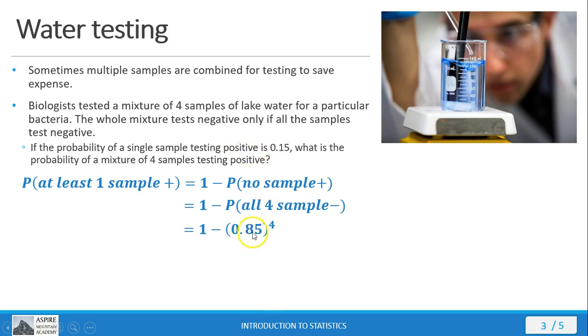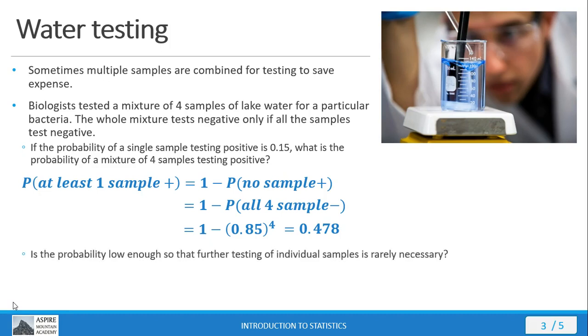So the probability that the sample tests negative is 1 minus that. So that's the 0.85, and then raised to the 4th power because we're looking for all 4 samples. From this point, it's just a matter of punching that out on our calculator, which when we do, we get 0.478 or 47.8%.